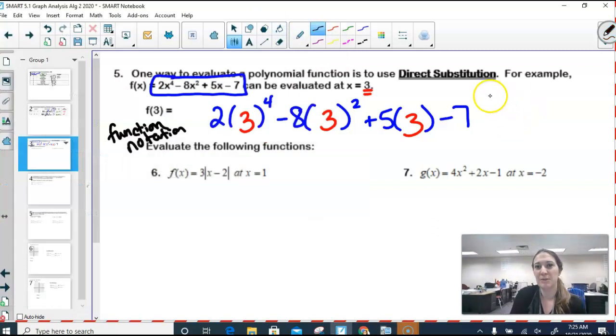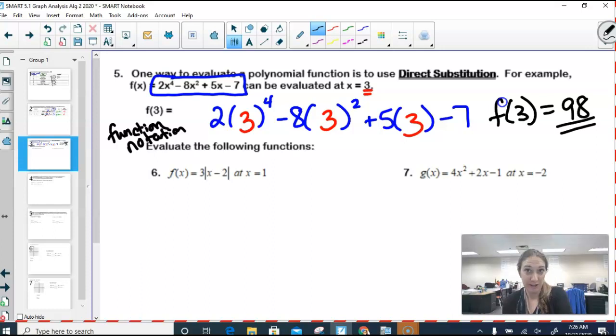So the notation, what this would look like, is they might say f of 3 equals 98. And that means when I take my function f of x and I plug in a 3, I get 98 as my output. Remember that vocab from before. So we have 2 different functions down here for 6 and 7. Again, they're both in function notation. The first function for number 6 is 3 times, our friend the absolute value is back, of x minus 2, and they want you to evaluate this at x equals 1.